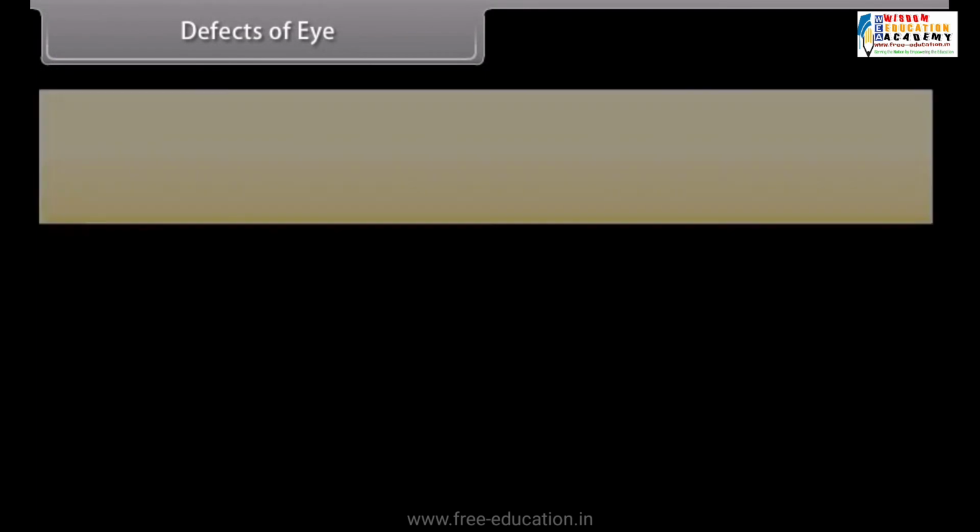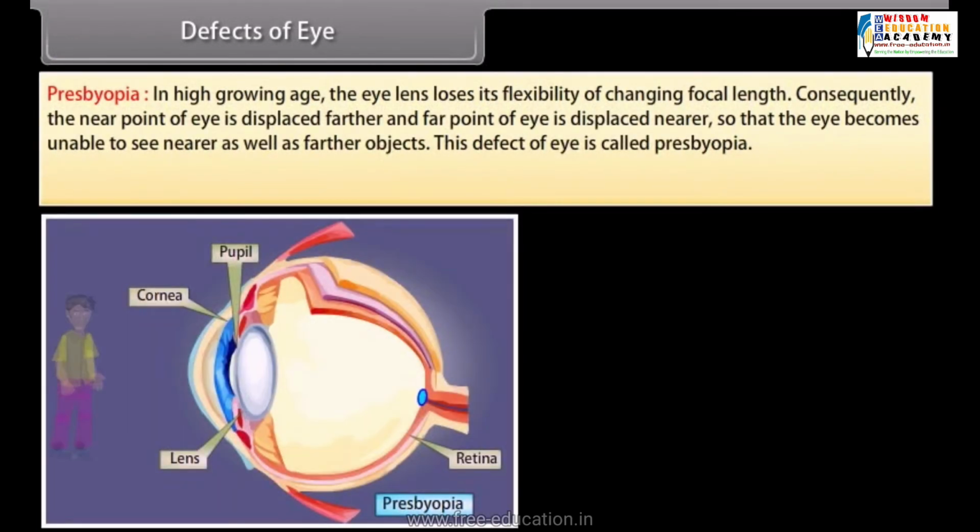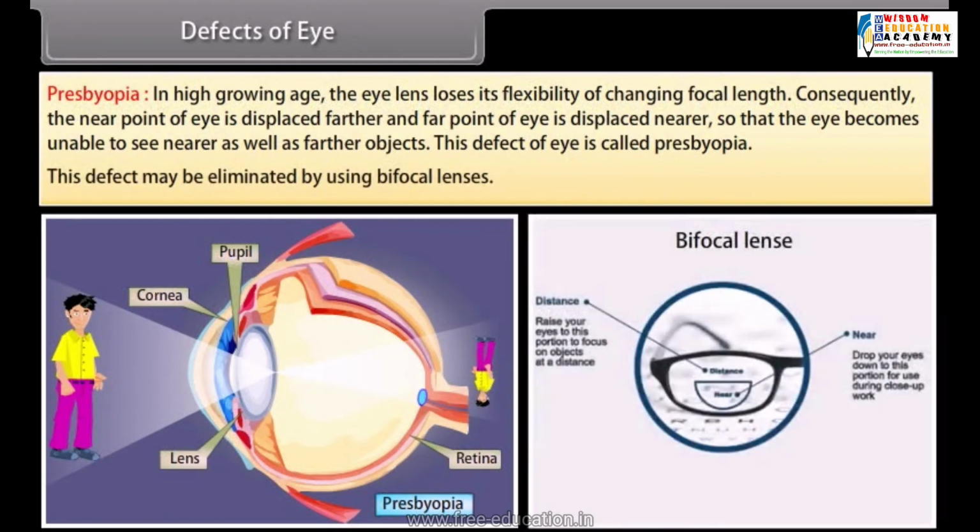Defects of eye. Presbyopia. In old age, the eye lens loses its flexibility of changing focal length. Consequently, the near point of the eye is displaced farther and the far point of the eye is displaced nearer, so that the eye becomes unable to see nearer as well as farther objects. This defect of the eye is called presbyopia. This defect may be eliminated by using bifocal lenses.